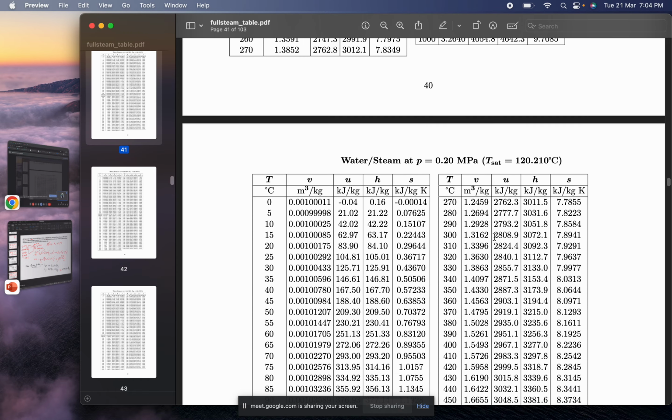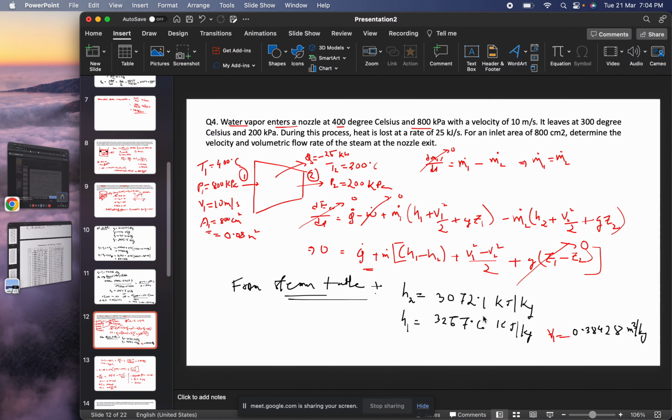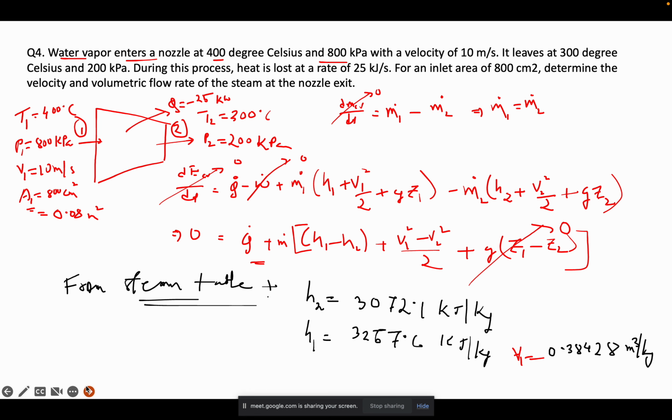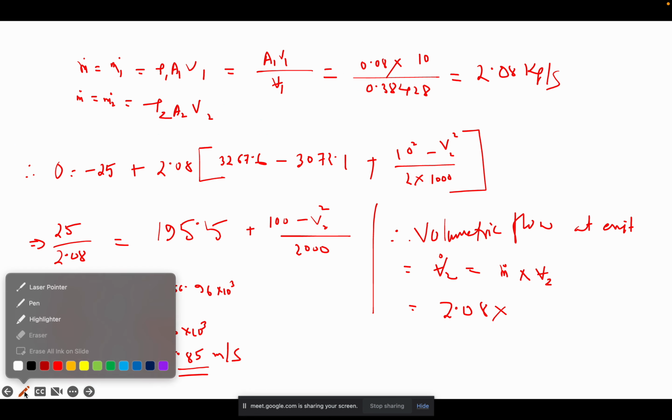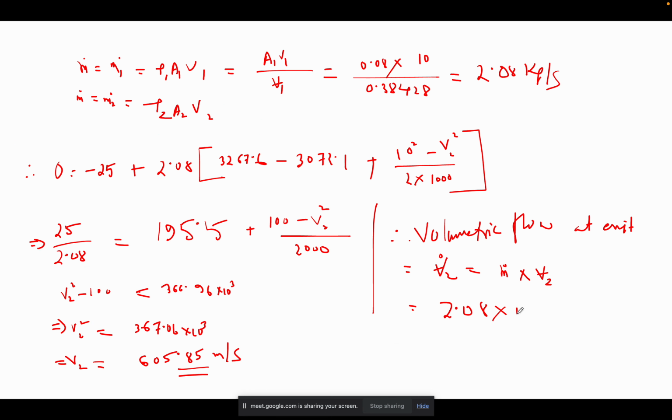0.2 megapascal, 300, so the volume is 1.3162. Okay, 1.3162. Okay, 2.08 into 1.3162, you will get this as 2.737 meter cube per kg. Okay, so this is the answer.